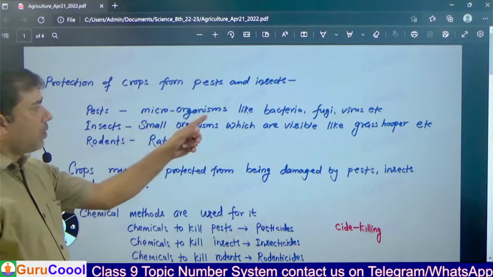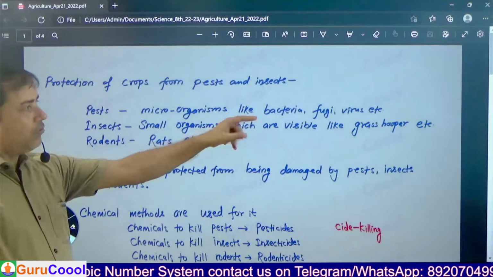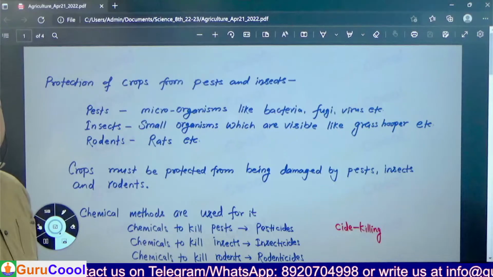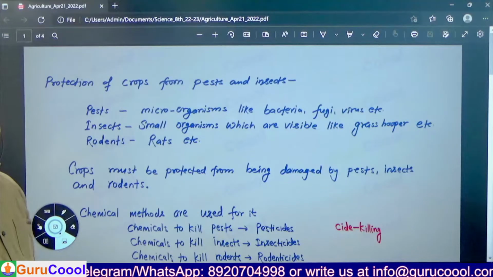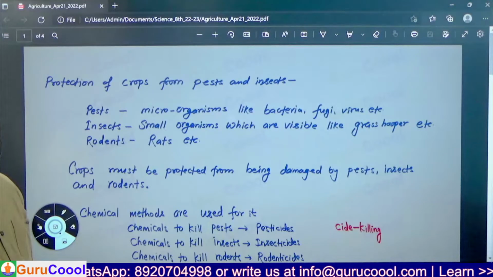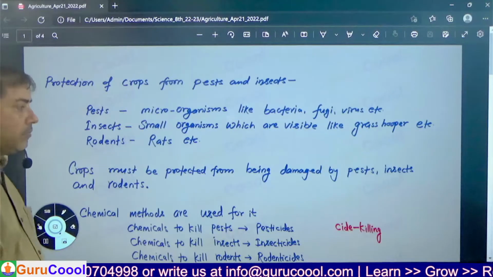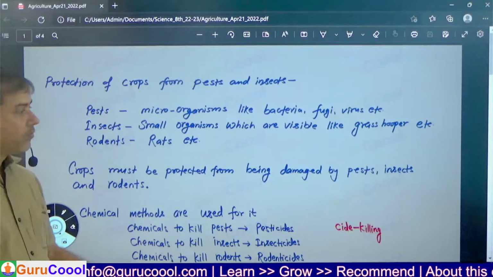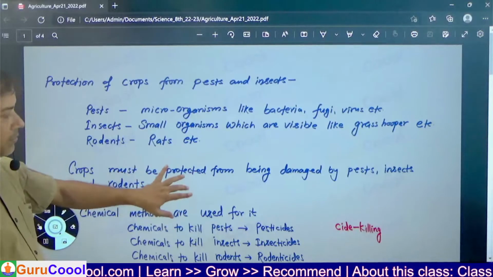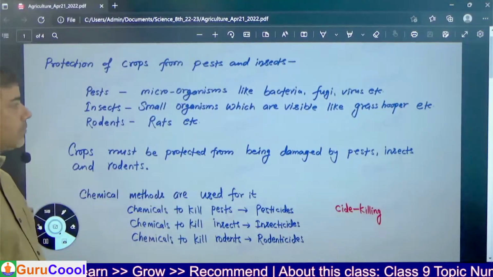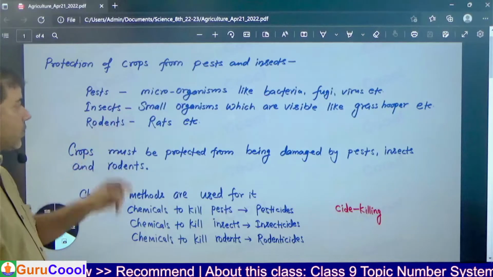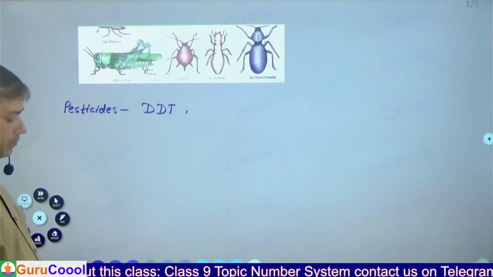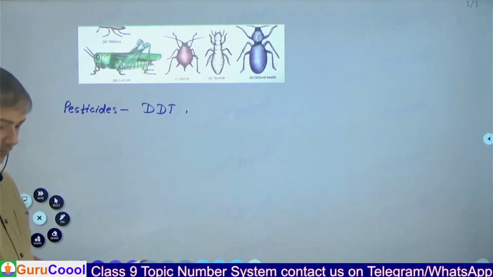Pests, microorganisms like bacteria, fungi, virus. Sorry, sir. So you don't care what I taught. Didn't I send this PDF? You sent. This is the notes of the previous class. Pests, insects, rodents. Sir, you said fungi.